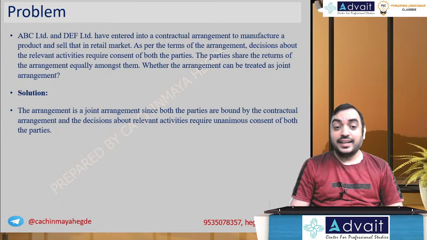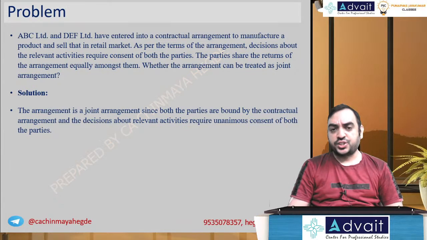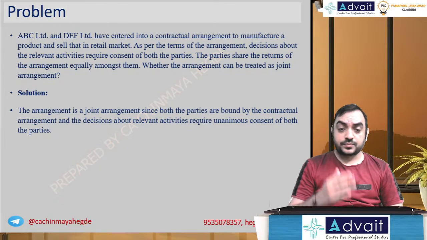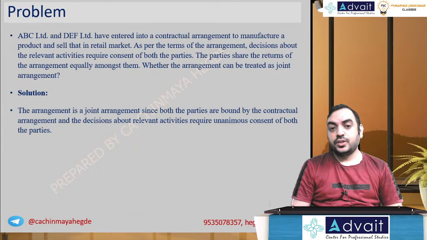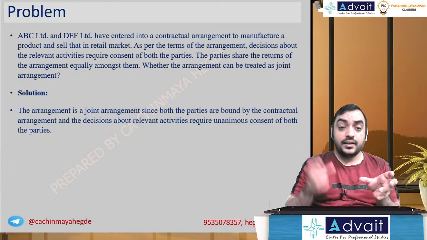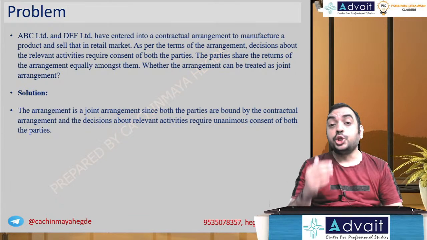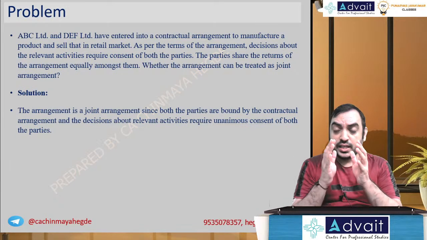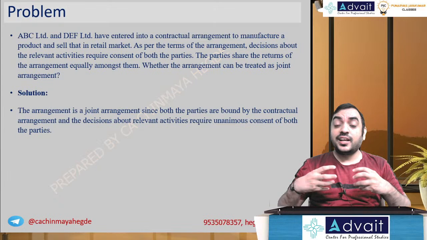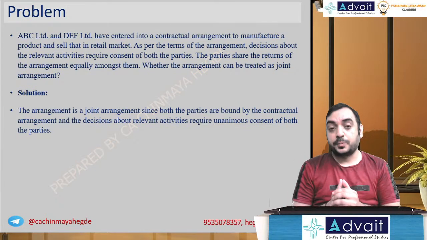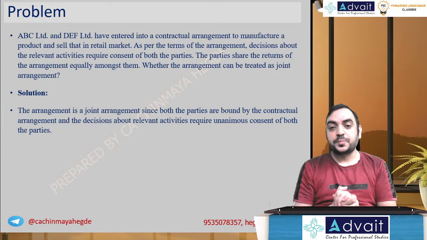ABC Limited and DF Limited have entered into a contractual arrangement to manufacture a product. Okay, they have come together and they are going to manufacture a product and sell that in the retail market. So what is the important identification here? ABC Limited and DF Limited are coming together, but they are not forming any new entity. They're coming together, starting a product, but they have not started a separate entity for this purpose.